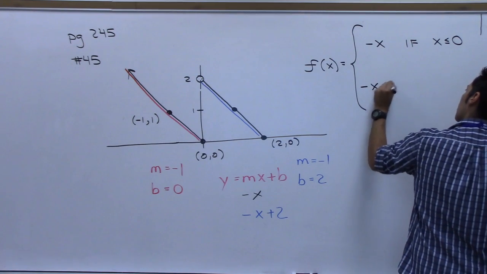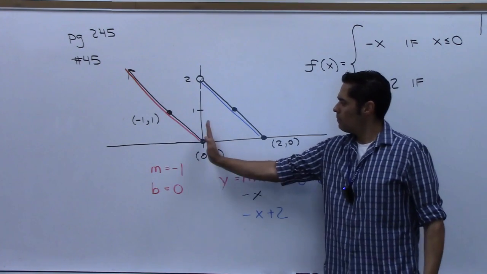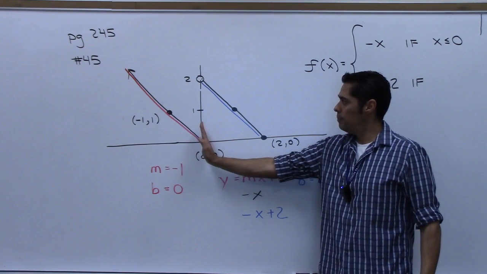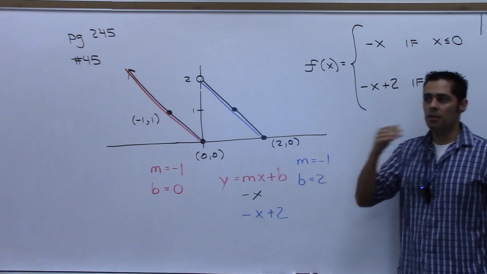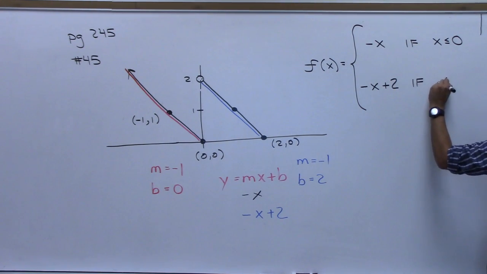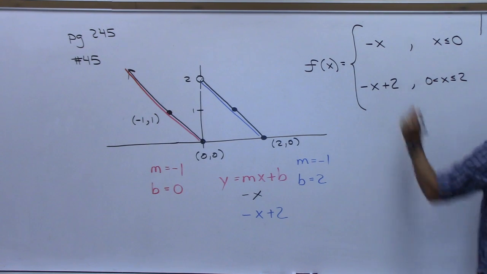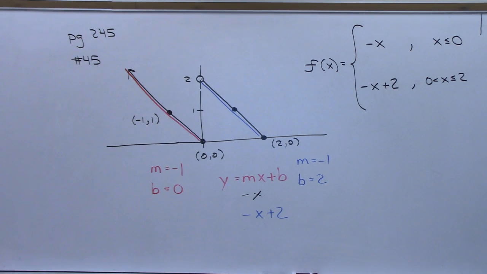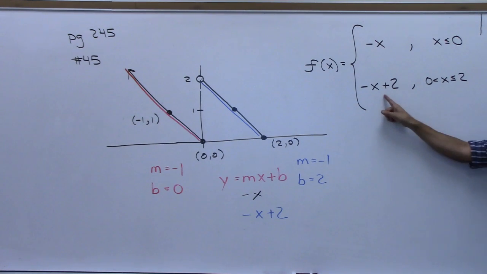-x plus 2. But this is only if x is what? Bigger than 0. Greater than 0, but less than or equal to 2. So x must be between 0 and 2, bigger than 0 and at most 2. I'm just going to put a comma here instead of if. Does that make sense? Could you explain that again? Okay, yeah. So you're okay with this?